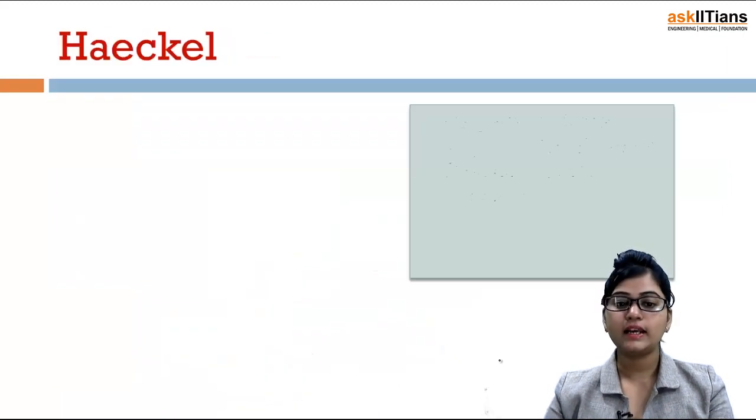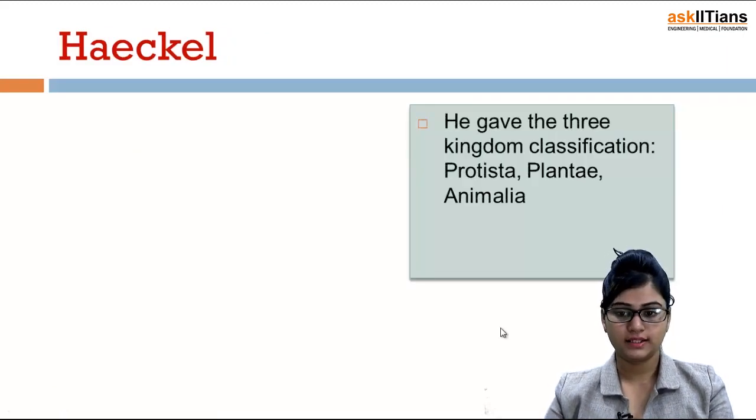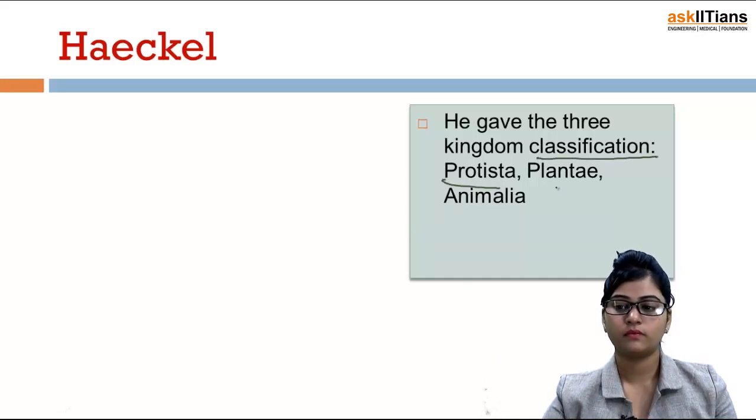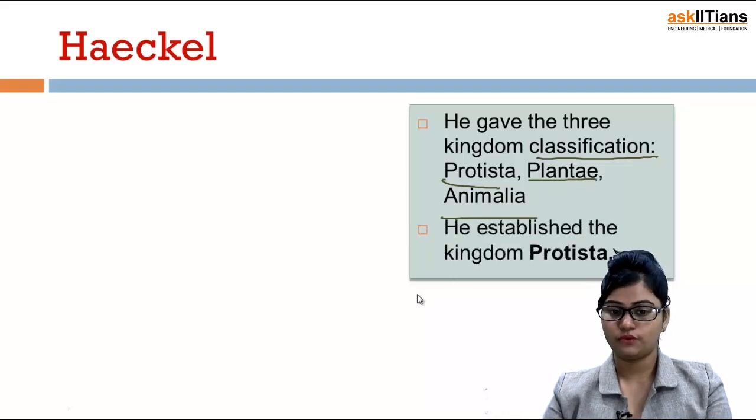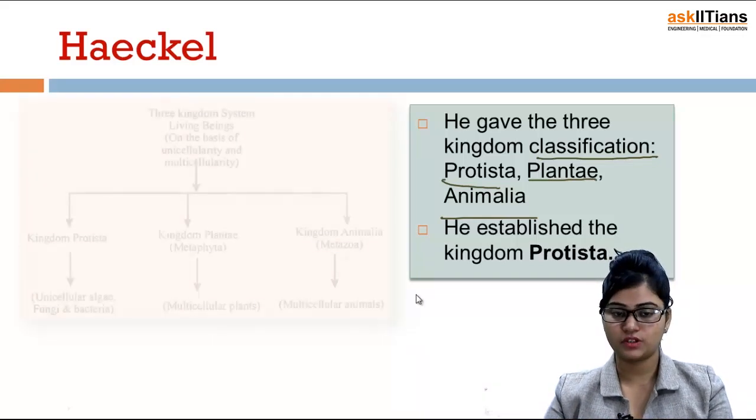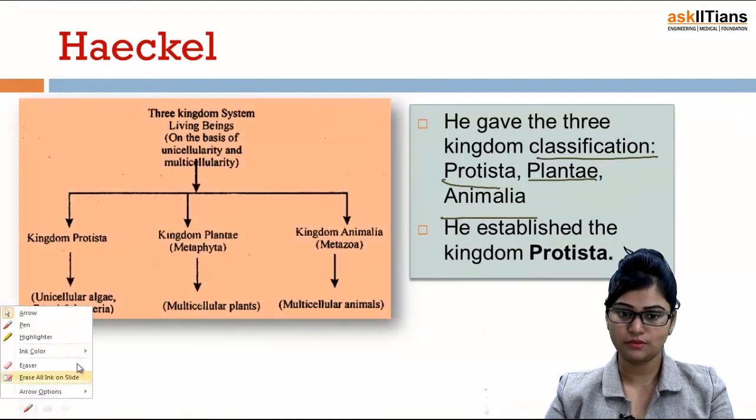So this was the classification given by A.W. Eichler. Next was Haeckel, the scientist Haeckel. He gave a three kingdom classification: Protista, Plantae and Animalia. What was his classification? He also established the kingdom Protista. He was the scientist who established the kingdom Protista.